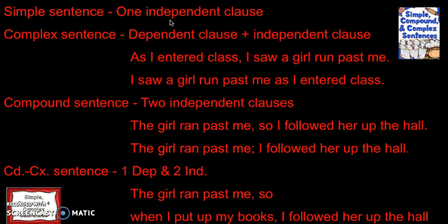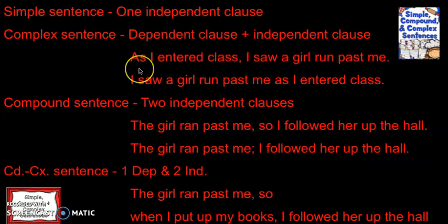The girl ran was a simple sentence. And even the longer sentence that had more than just the girl ran, that was still just one independent clause. But when you have a dependent clause, one way you can make it a sentence is just to add an independent clause. For example, as I entered class, that has a subject and a verb. I entered, that is a dependent clause because as I entered class doesn't make a complete thought.